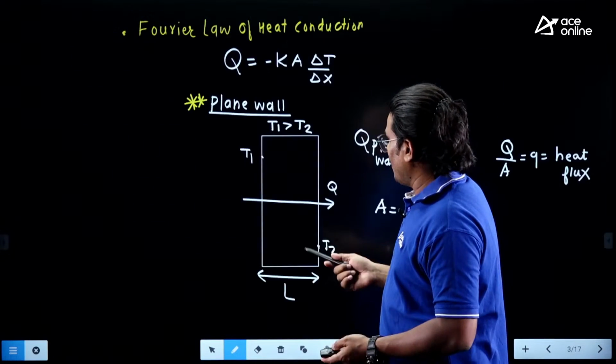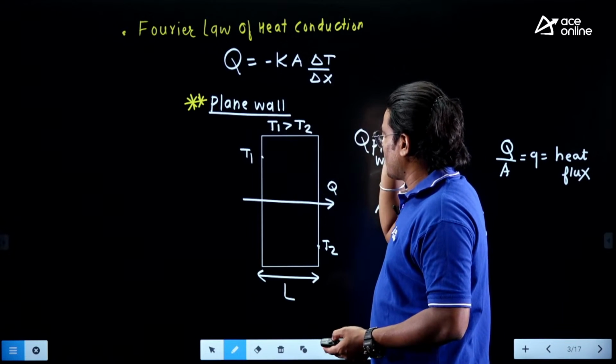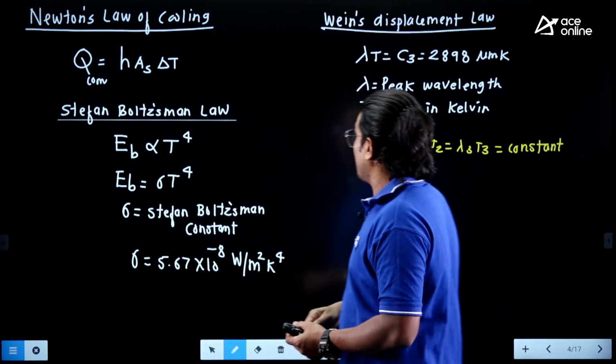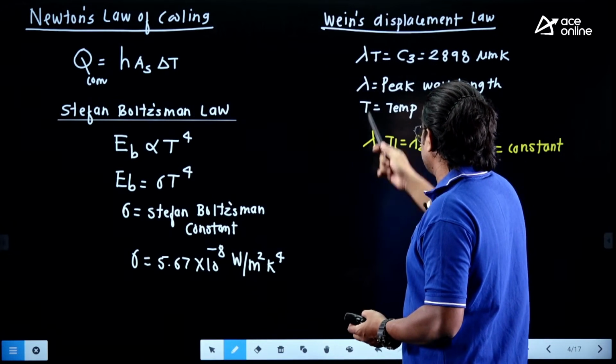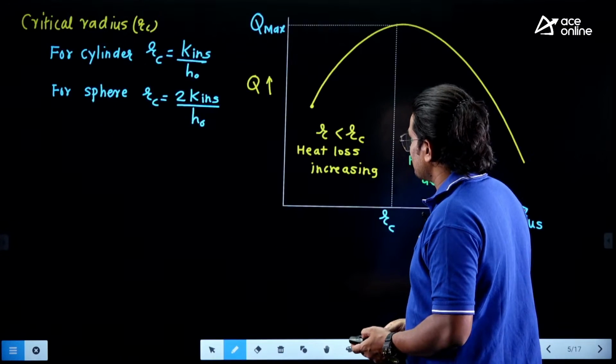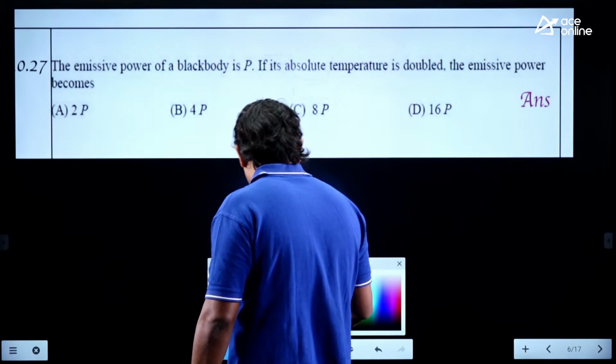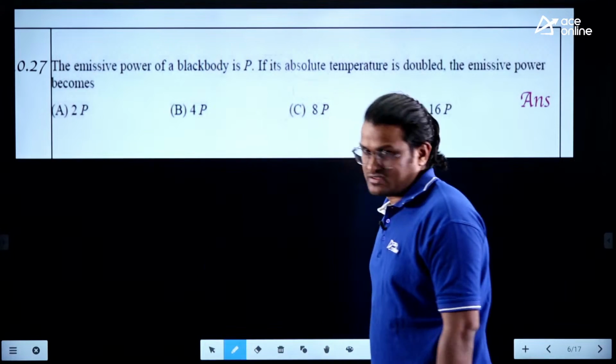And already I told you, you should know Fourier's law, Newton's law of cooling, Stefan-Boltzmann law, and Wien's displacement law. This lambda is peak wavelength, right? So, see, this is one question. This is also exactly fit for the GENCO exam.